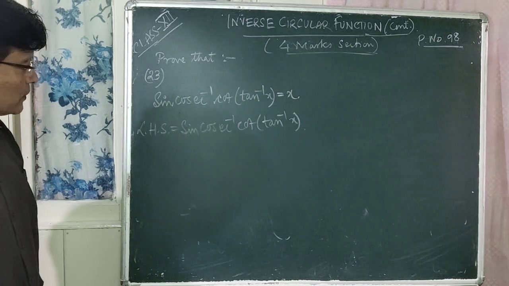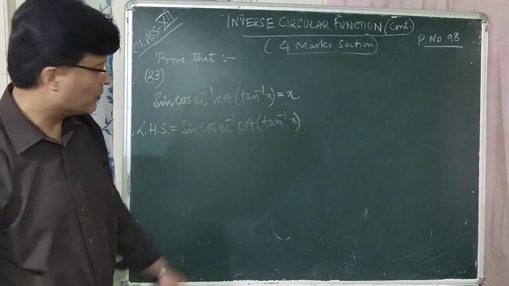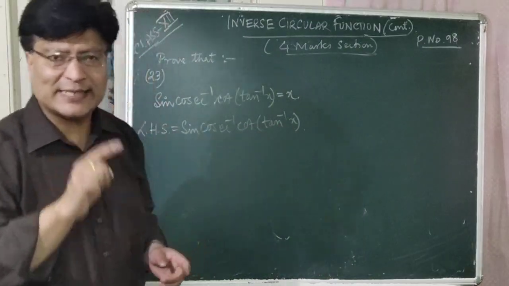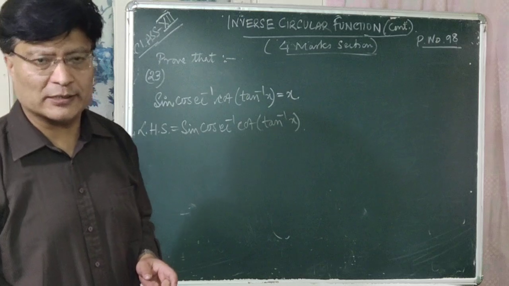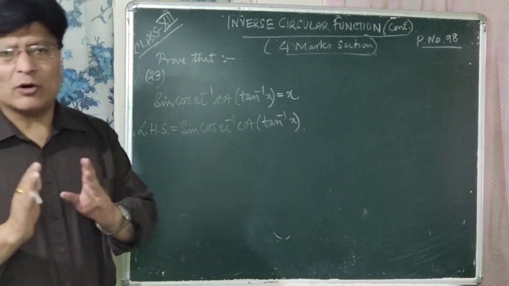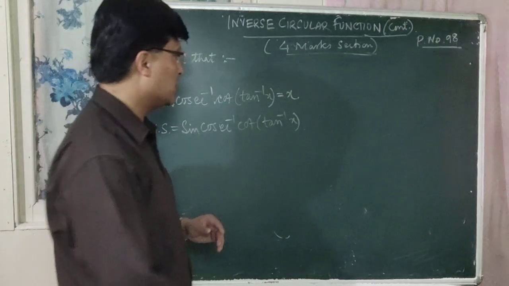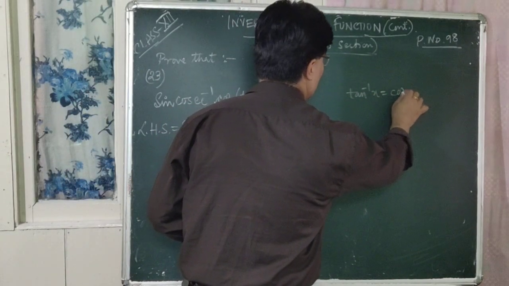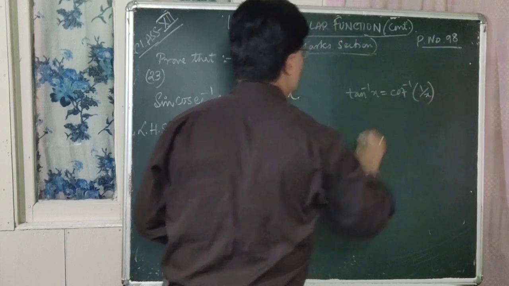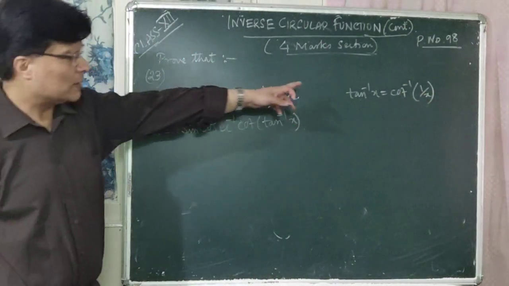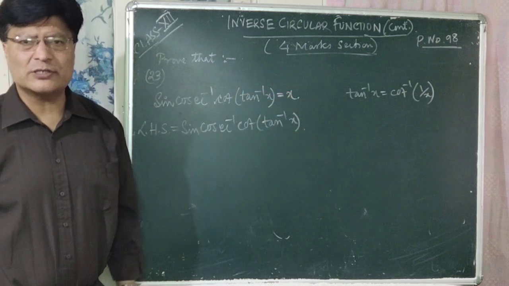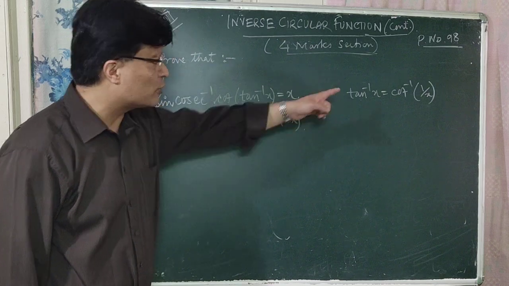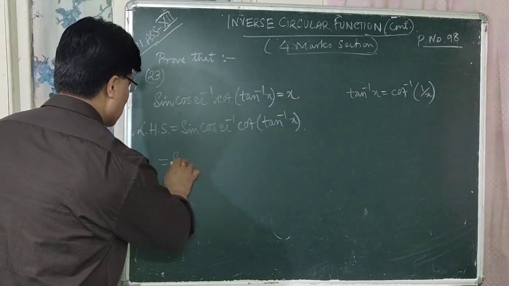So now how will you simplify it? Since there is cot here and this is tan inverse x, you can change tan inverse x into cot inverse, because tan and cot are opposite functions. That is, you can write tan inverse x is equal to cot inverse 1 upon x. You know this formula. Now instead of tan inverse x, you should put cot inverse 1 upon x.